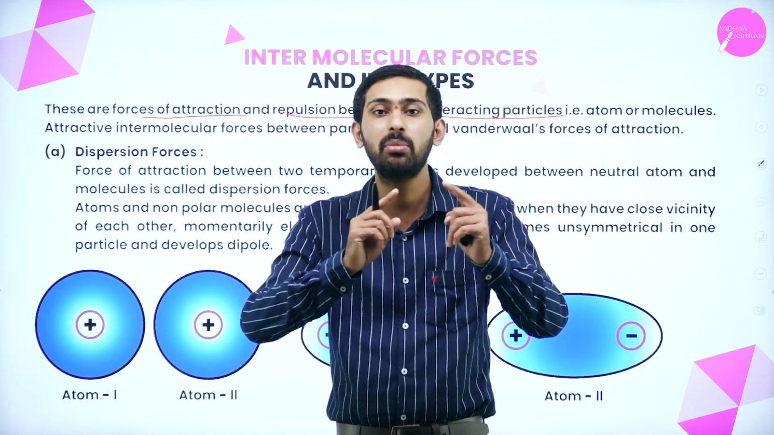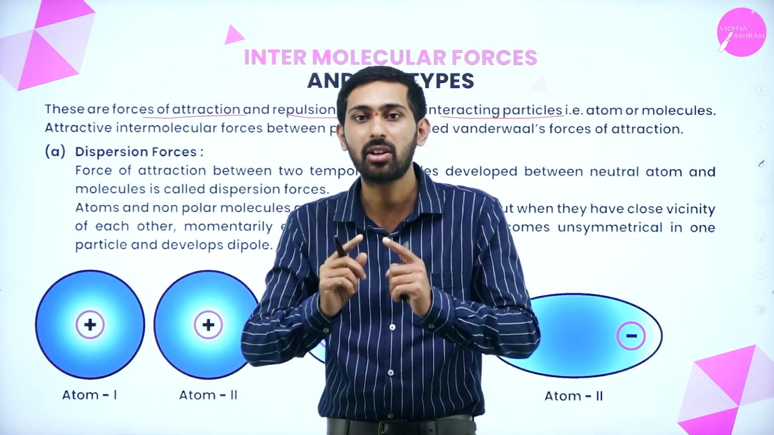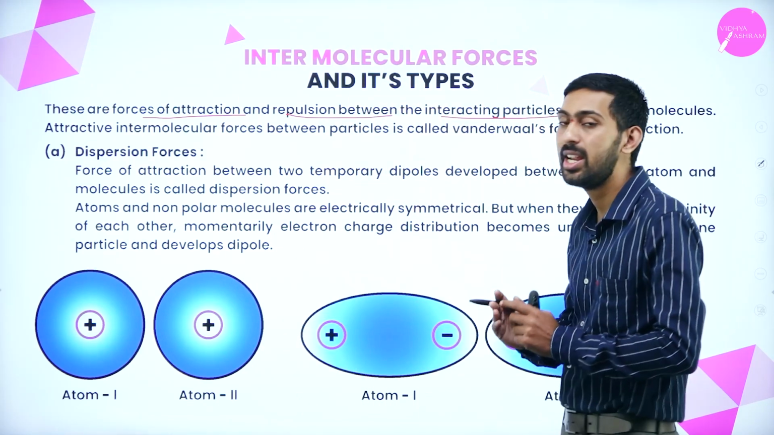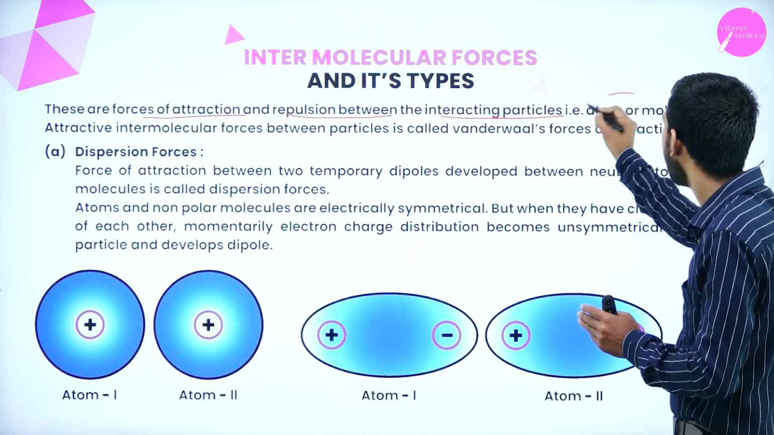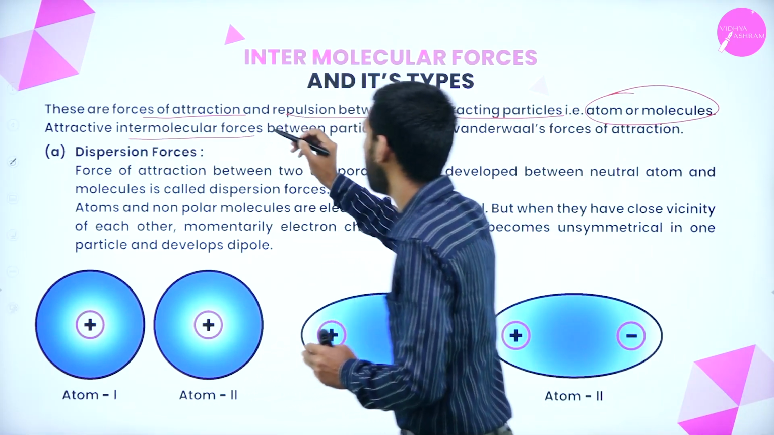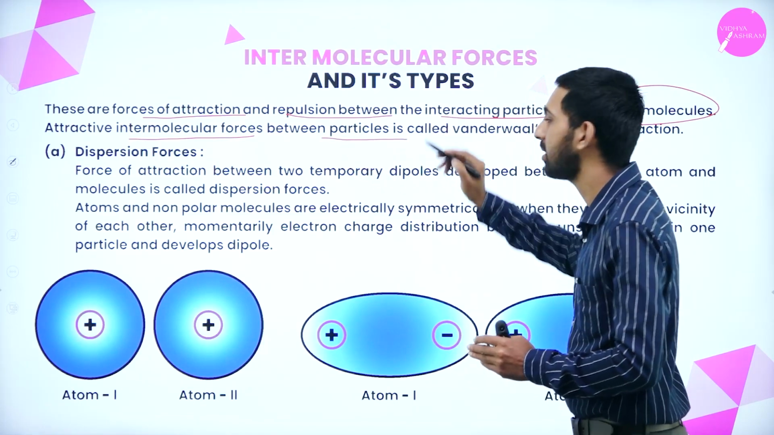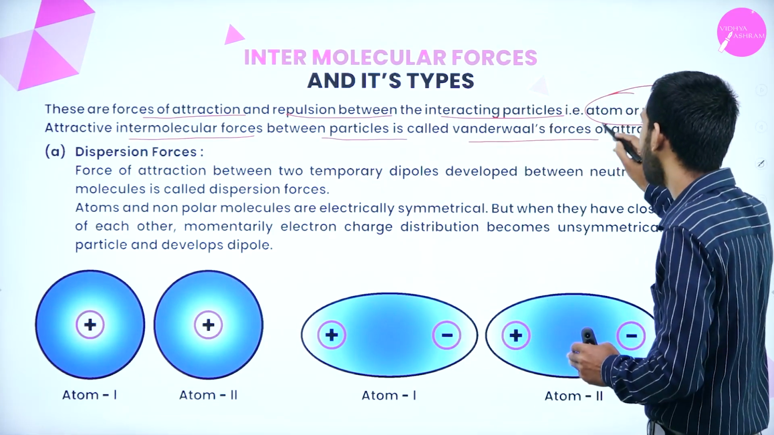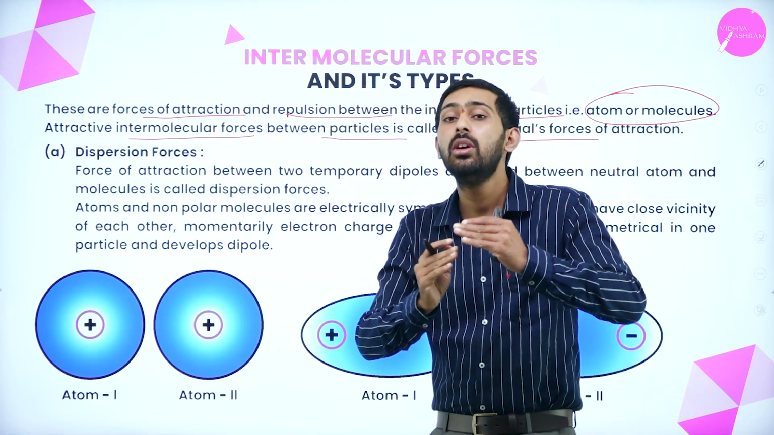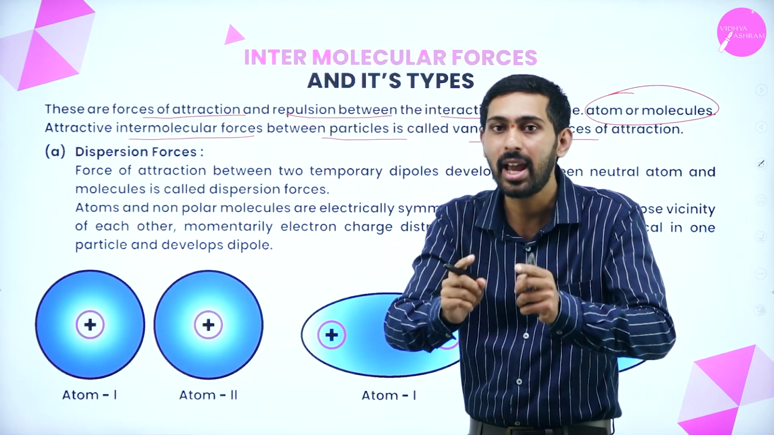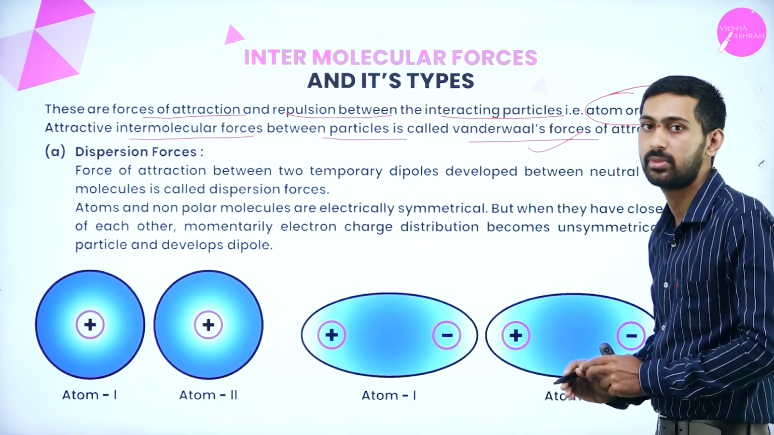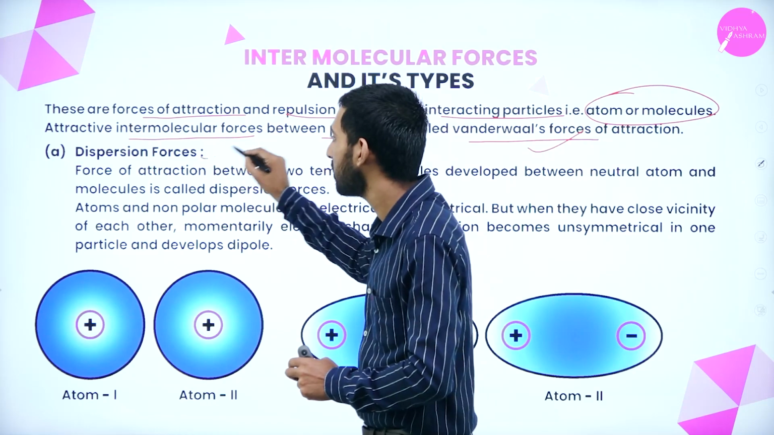There is an interaction between two atoms, right? So they are called interacting forces. Okay, here also they have said interacting forces. So I have said atoms or molecules. The attractive intermolecular forces between particles are called Van der Waals forces. It means the force of attraction between two valence electrons present in atoms is called Van der Waals force. Okay, next thing is dispersion force.